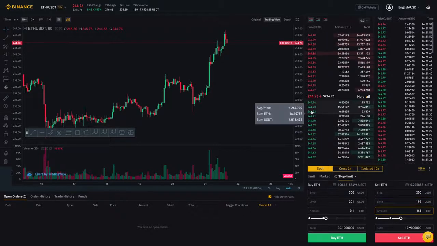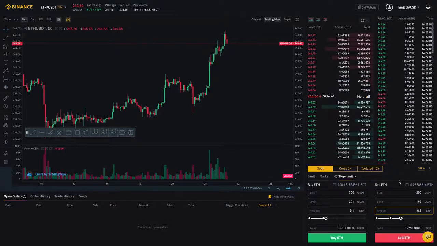That means if Ethereum goes below this number, I'm going to sell it up until 199, and it'll automatically sell. The stop limit is more for risk management. Some people who are in trading positions might say, okay, I'm willing to take this much risk. But if you're someone who buys and holds, you don't really need to worry about stop limits.